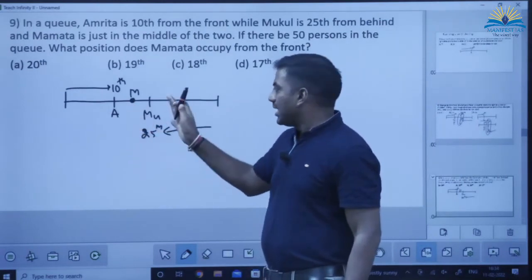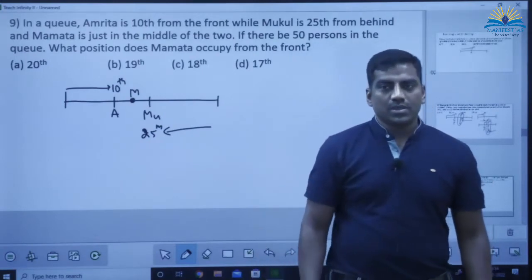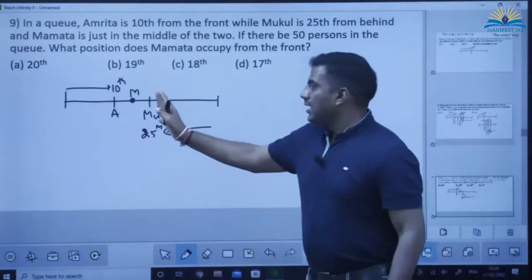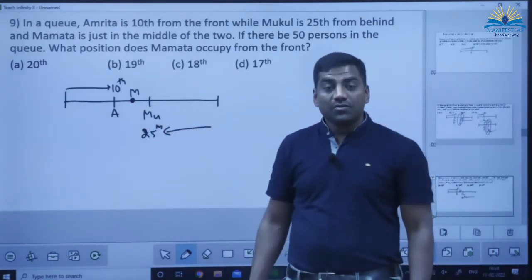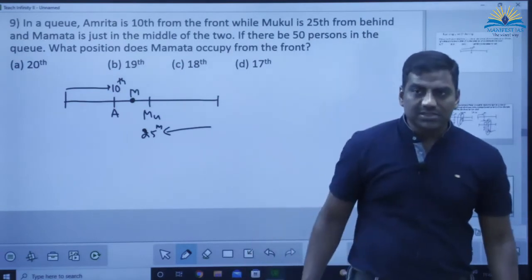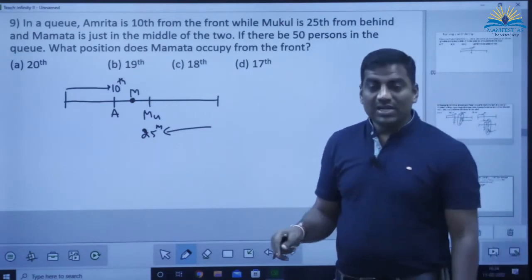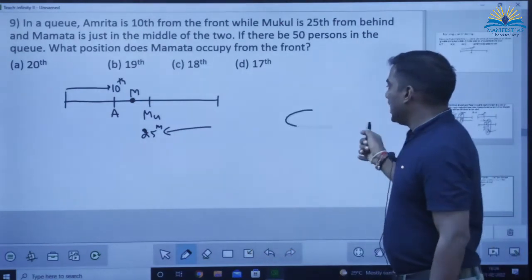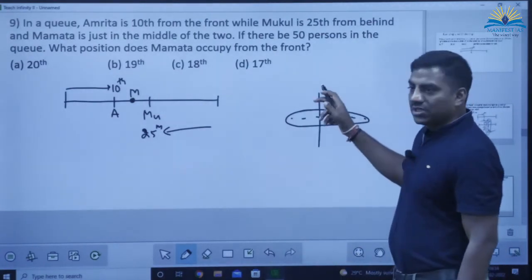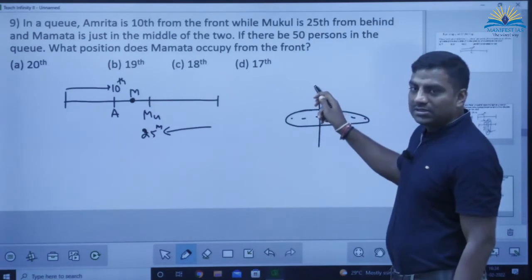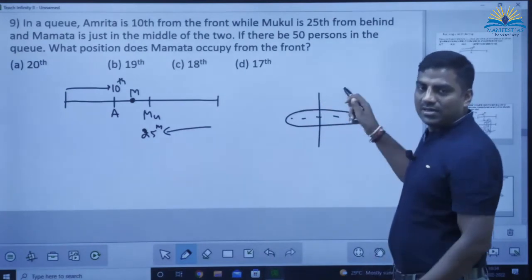Here 10 persons are done, here 25 persons are done. How many persons are remaining in between? 10 persons done here, 25 persons done here. How many persons are remaining? 15 persons. In those 15 persons, where is Mamta? In the middle. If Mamta is in the middle, what is her position among them? 7th or 8th or 9th? 7 here, 7 here.